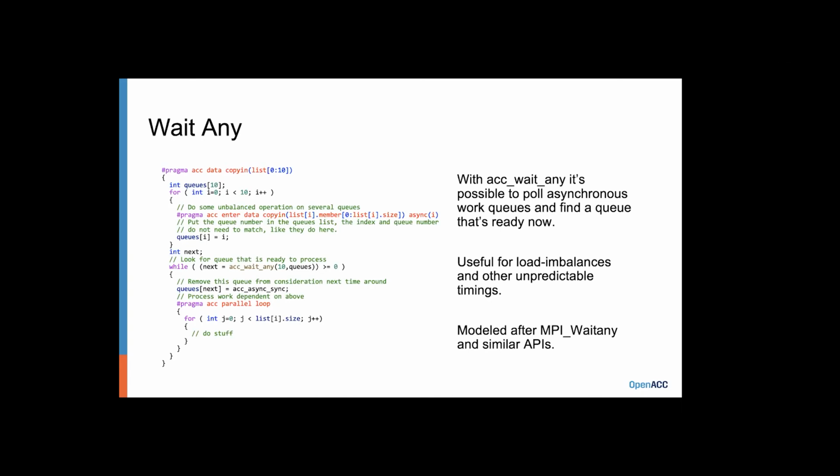And so we implemented a way to wait on a group of asynchronous queues, you receive back which one is ready, and then process that. This is a feature that exists in other runtimes. In particular, it's very closely modeled after what MPI provides, but it is a nice way to deal with load balancing or other unpredictable behavior in the asynchronous queues. So this is a new and pretty nice feature here.